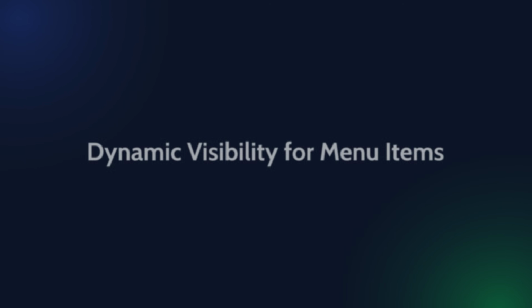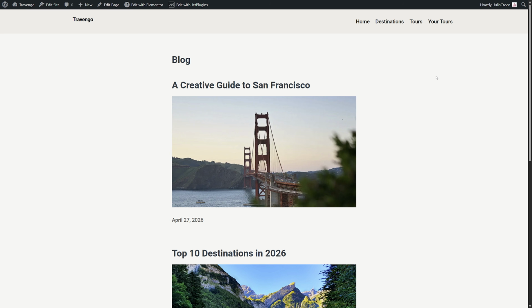The dynamic visibility option lets you show or hide individual menu items based on specific conditions, like whether the user is logged in, their role, the page type, and more. This makes your menu much more flexible and powerful, so you can create a truly personalized navigation experience for different users instead of showing everyone the same links.